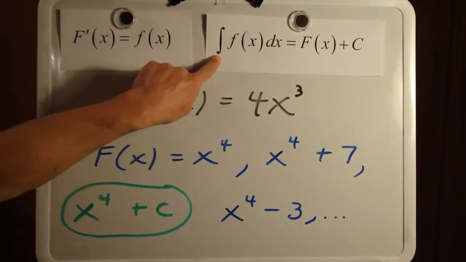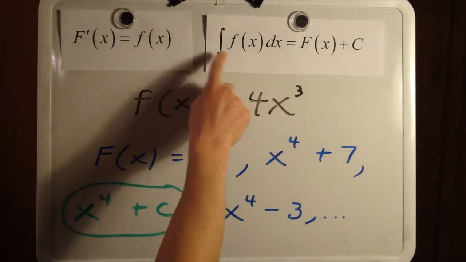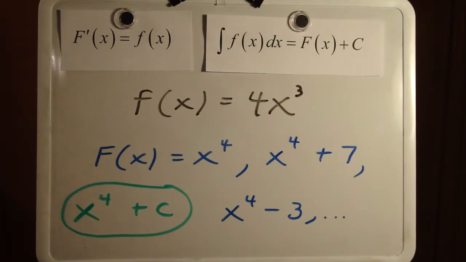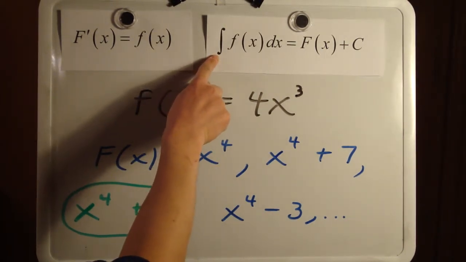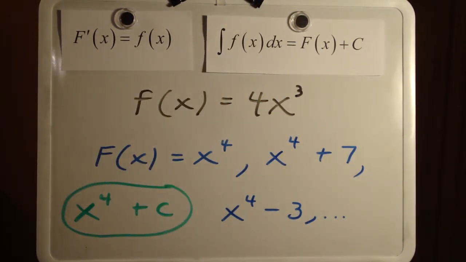This is indicating to us that we need to take the process in reverse. We need to look at this function and find its antiderivative, actually reverse the process. So that's the standard notation. This is anti-differentiation, or we can call it integration. We're going to be using this notation quite a bit.